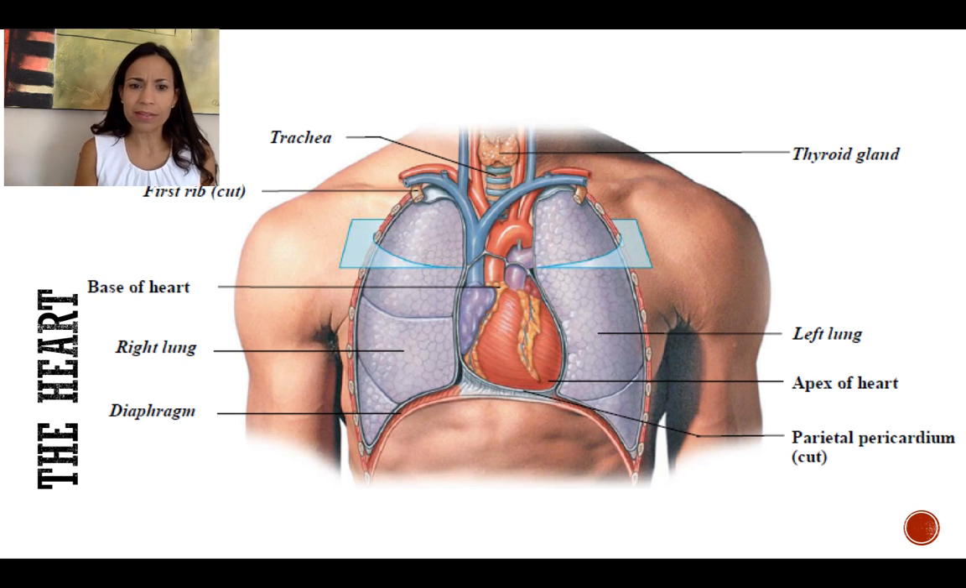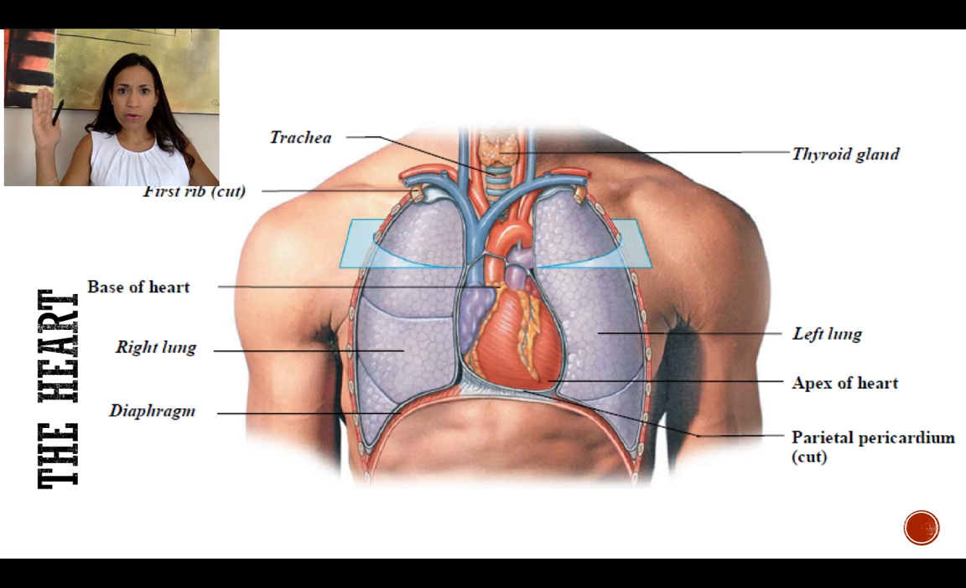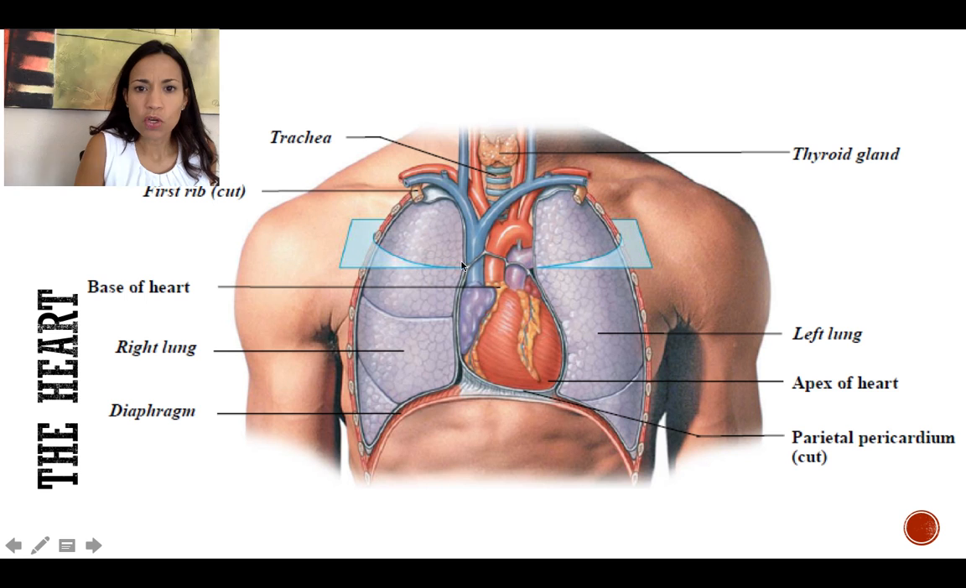Where is it located? I hope this is not new for you, but remember we described the mediastinum. So it's located in the thoracic cavity, right inside the mediastinum, which is the central cavity in between the two pleural cavities. It is the biggest organ of the mediastinum. The rest of the organs in the mediastinum are the trachea, the thyroid, and the great blood vessels.